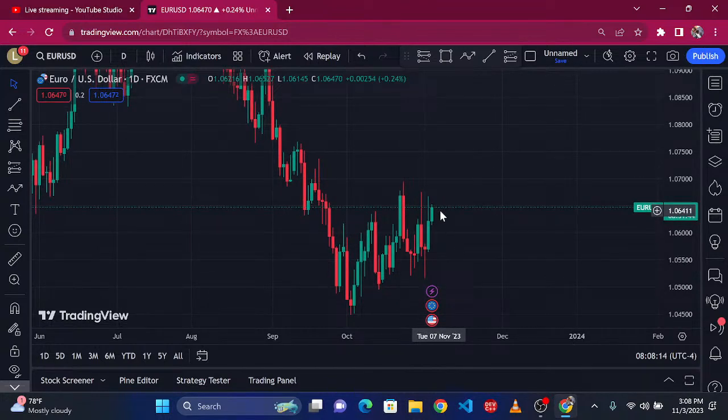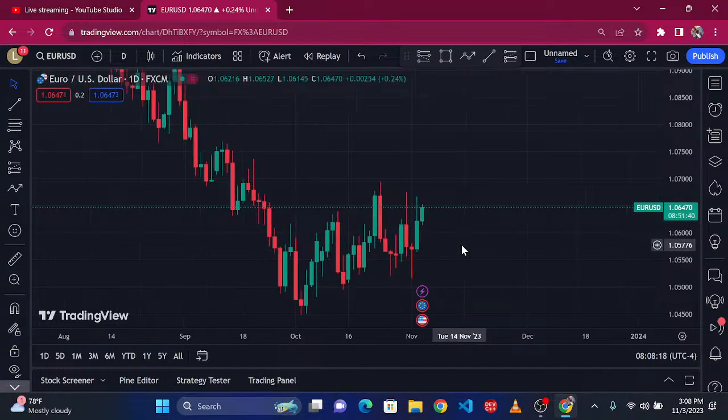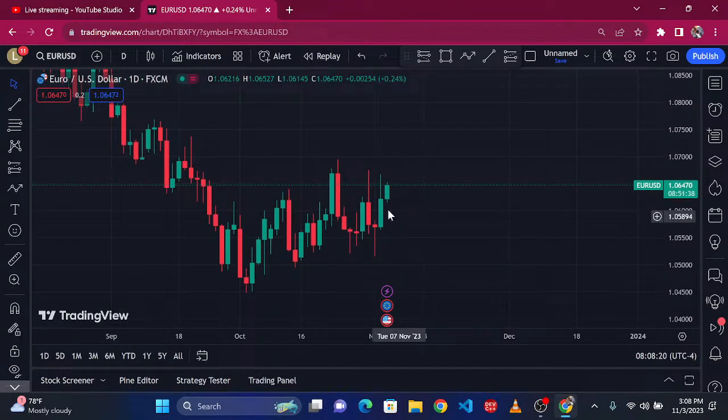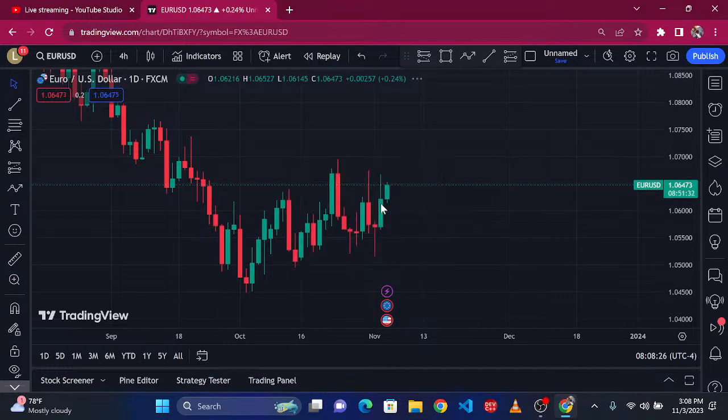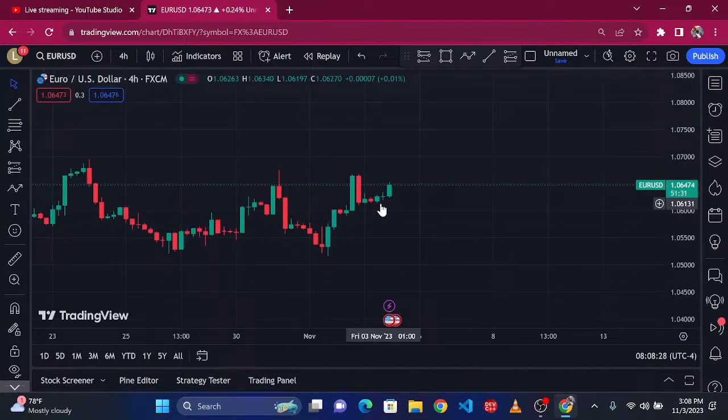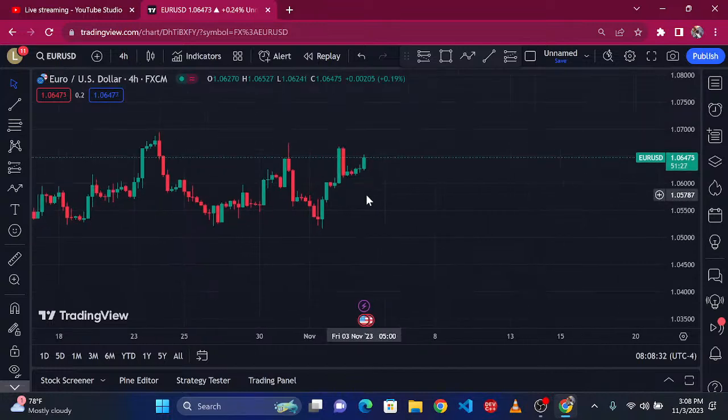If you see very well, we have a little fair value gap on a 1 day time frame just below this candle. Yeah, that one. And if you go to H4, you can see this gap that I'm meaning. So the market is likely to come back into this gap.